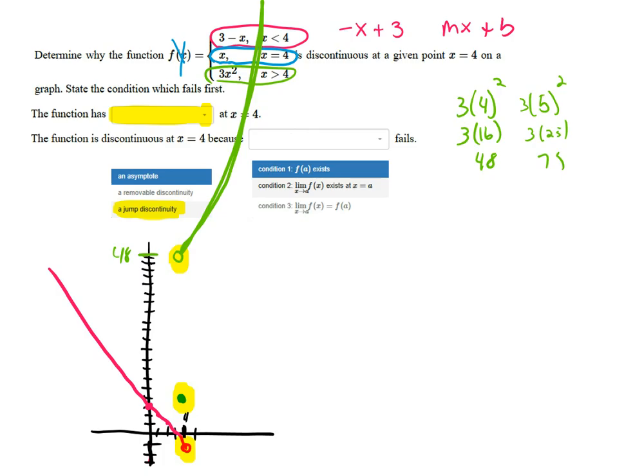And on this one, it will fail because condition 2, the limit as x approaches a of f of x actually exists at a. That's what that is right there, that point. I hope that made sense.